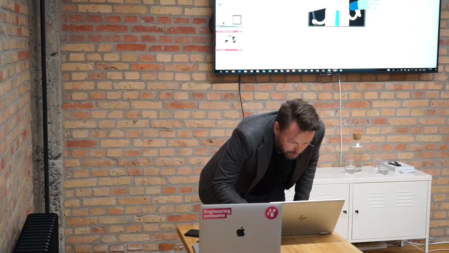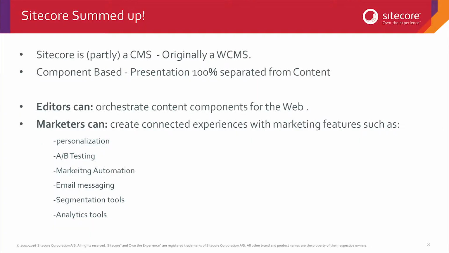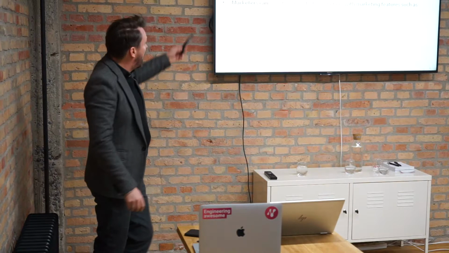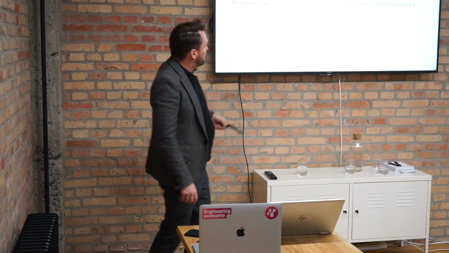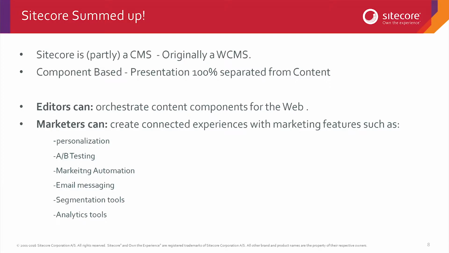That's of course very good. So if we should sum up what Sitecore is based on what I talked about, it's a lot more than what I showed today, but just to sum up: we are partly a CMS. We also have some marketing capabilities. And we were actually originally a WCMS. The W stands for web, where it all started out. That was if you're only using a browser, right?